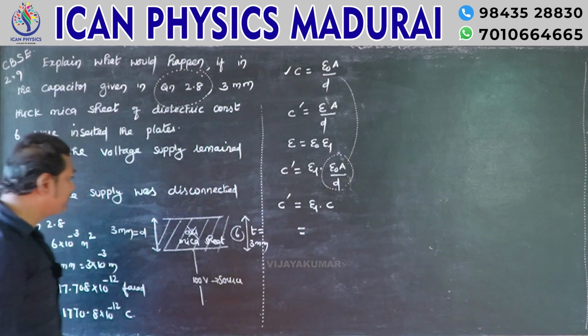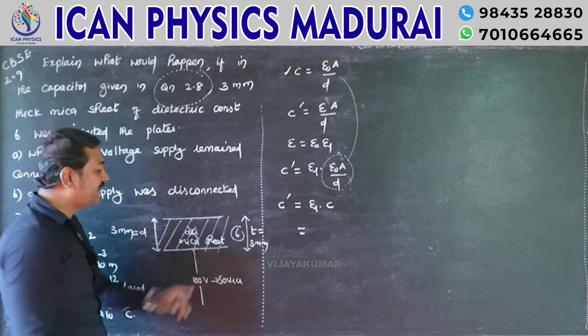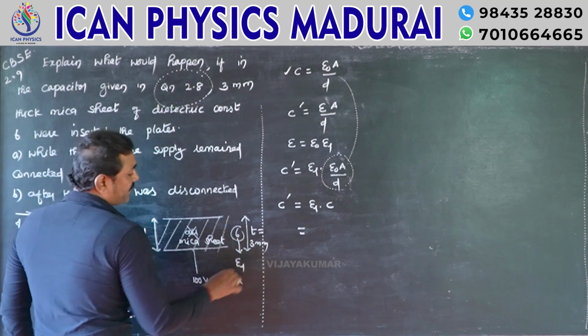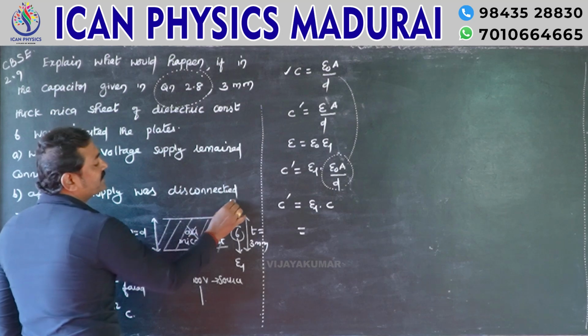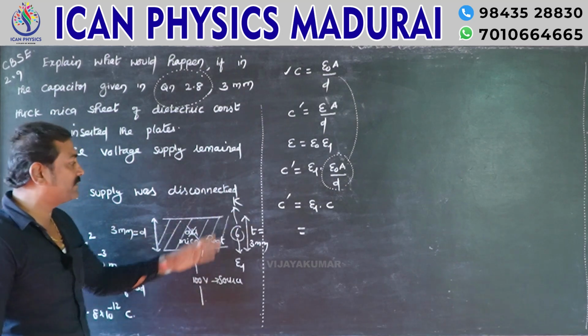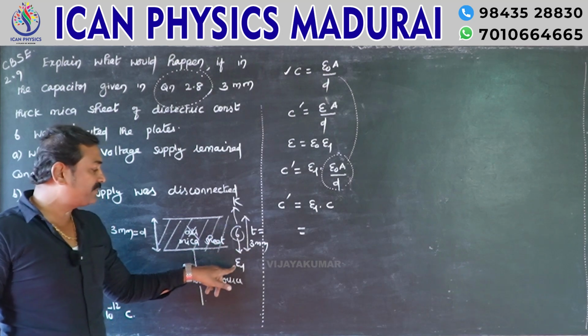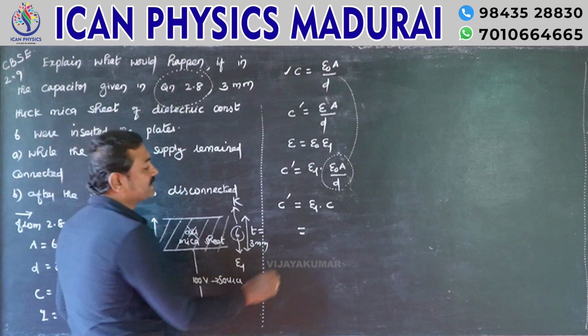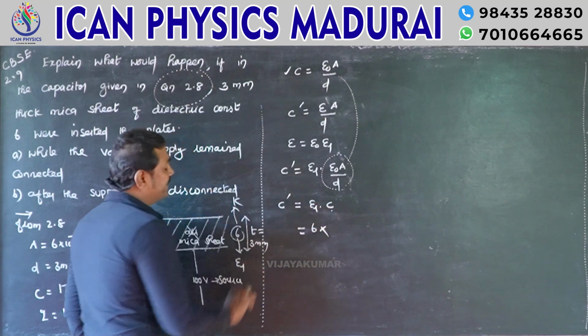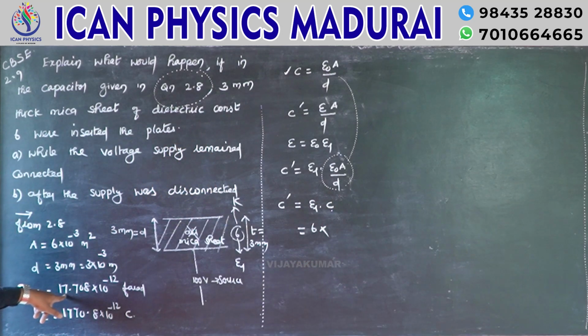So, what is epsilon R? Epsilon R is the dielectric constant. In some books, they refer to it as K. So it may be K or epsilon R, both are the same. The value of epsilon R is 6. So, 6 into C. So, what do we find?